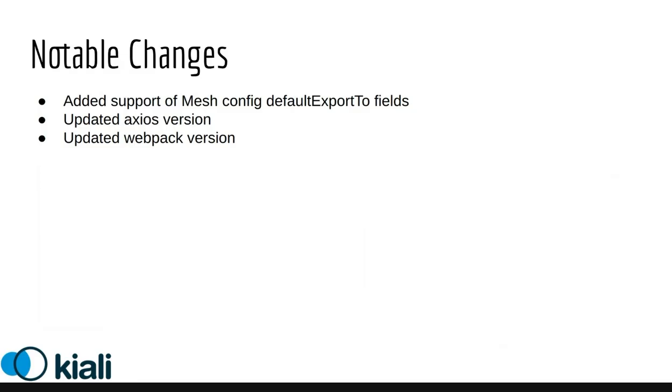Some other notable changes were to add support for the default export to field in the mesh config. This is a configuration that is used when we have a destination rule, a virtual service, or a service entry that doesn't have an export to field; it will use this configuration, the default export to. Other changes are updates on versions of Axios and Webpack.